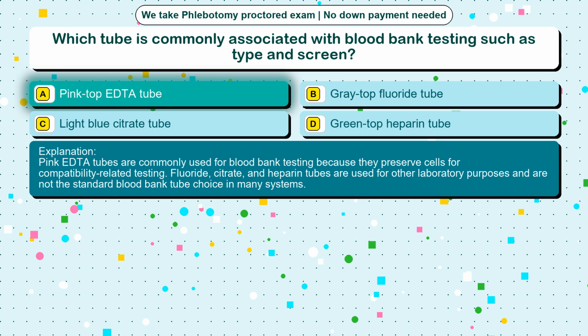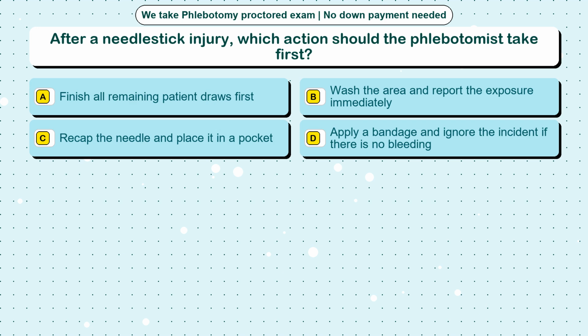Pink EDTA tubes are commonly used for blood bank testing because they preserve cells for compatibility-related testing. Fluoride, citrate, and heparin tubes are used for other laboratory purposes and are not the standard blood bank tube choice in many systems. Question 35. After a needle stick injury, which action should the phlebotomist take first?